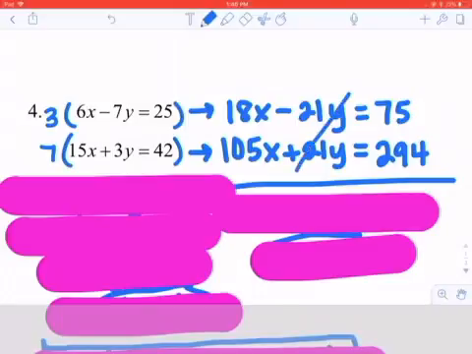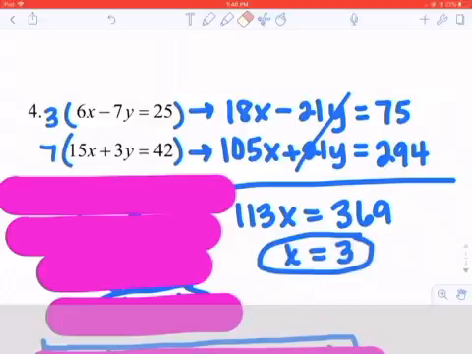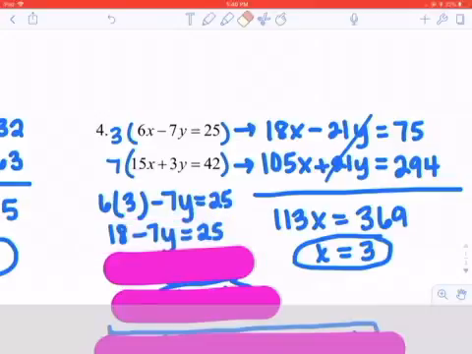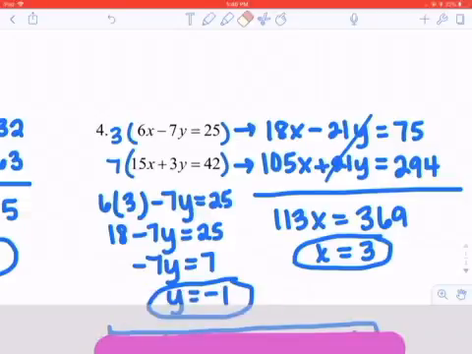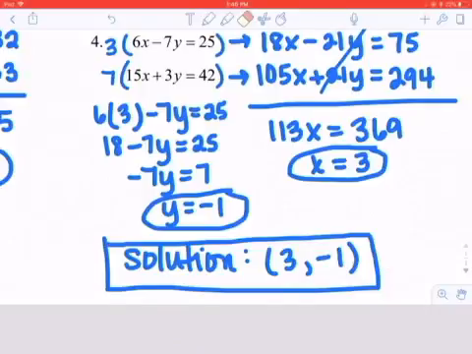Our y's cancel out, so we get 113x equals 369. When we divide 369 by 113, we get the nice answer of x equals 3. Take your 3, substitute it into one of your originals. I used the first one, 6 times 3 minus 7y equals 25. That gives us 18 minus 7y equals 25. Subtract 18 on both sides, so negative 7y equals 7. Divide by negative 7 on both sides, and we get y equals negative 1. Solution: 3, negative 1.